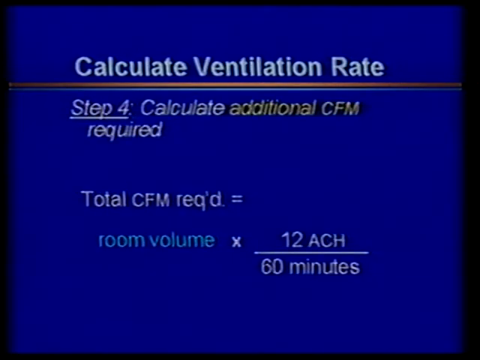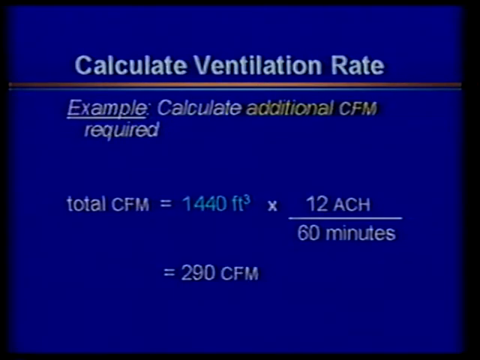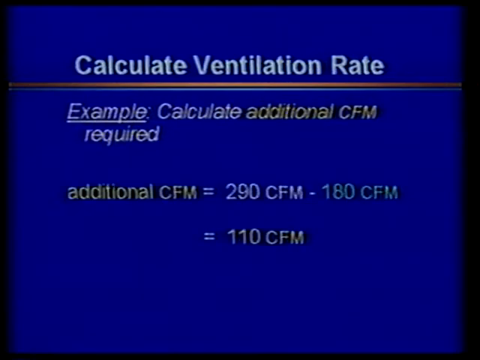We'll call this step 4. Calculate additional CFM required to provide 12 ACH for the room. First, you multiply the room volume by 12 to get the volume of air in cubic feet required every hour. Divide this by 60 minutes to calculate the total CFM required. Subtract the measured airflow. In our example, this means we multiply 1440 cubic feet by 12, divide by 60 to get a required CFM of approximately 290 CFM. We measured 180 CFM, so we require at least 110 additional CFM.